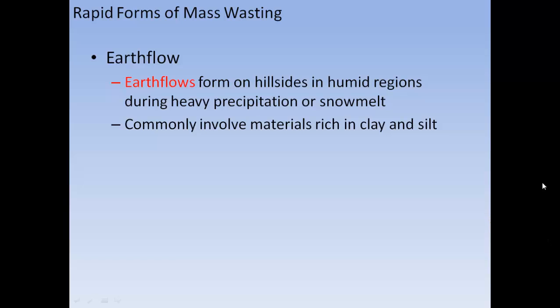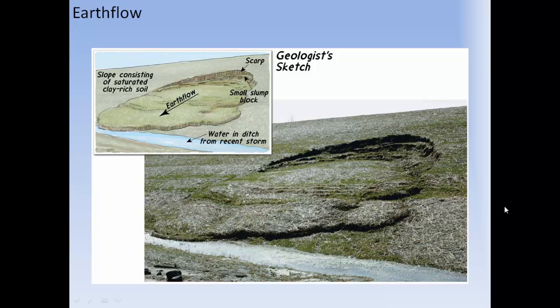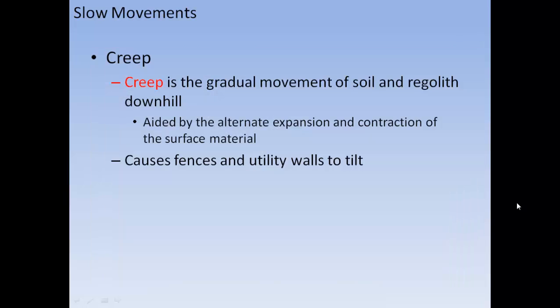Earth flows form on hillsides in humid regions during heavy precipitation or snowmelt. They commonly involve materials rich in clay and silt. So here along this slope we have an earth flow. There's a lot of water and rainfall, and it kind of breaks away and just flows gently down slopes such that it doesn't even break the sod on the top.